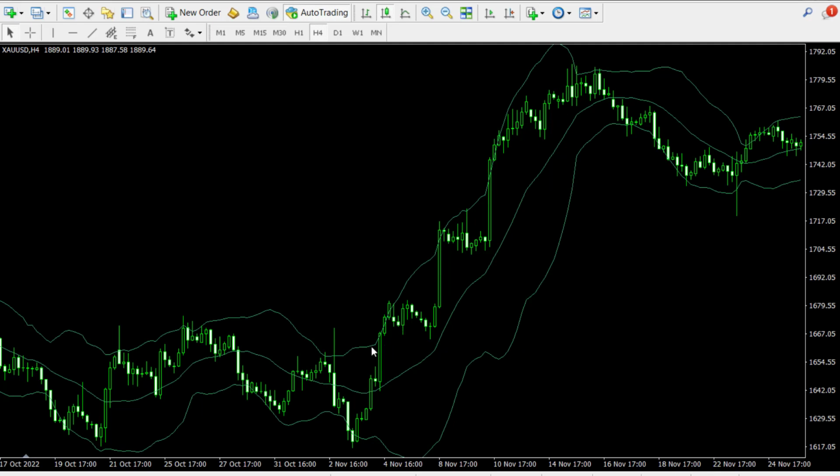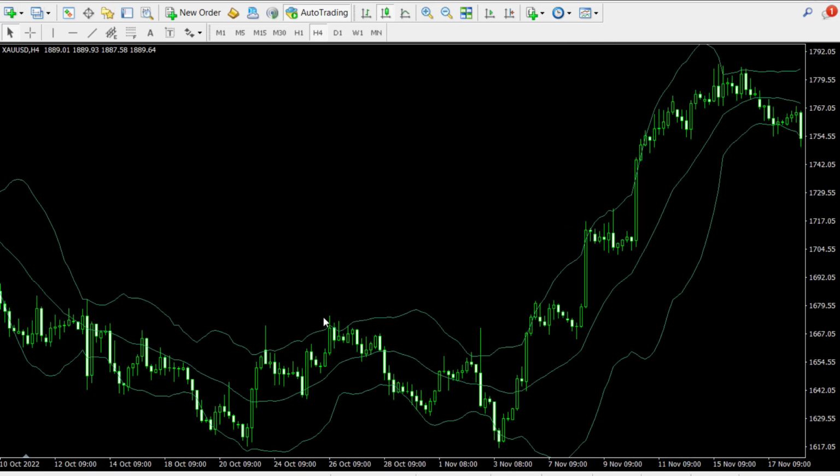Prices that touch or cross the upper band are considered overbought, suggesting that the asset's price may have risen too far too fast and a potential reversal or correction could be on the horizon. Conversely, prices that touch or cross the lower band are considered oversold, indicating potential buying interest and a potential rebound.